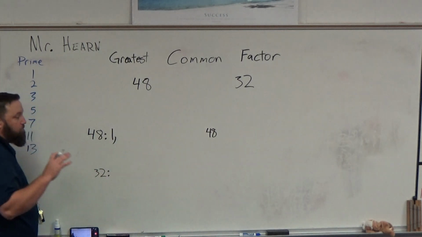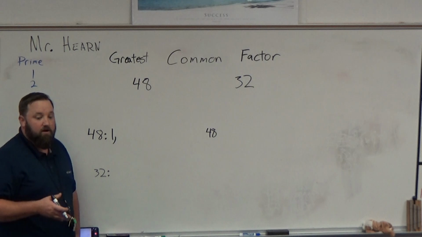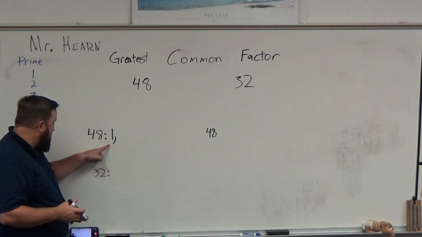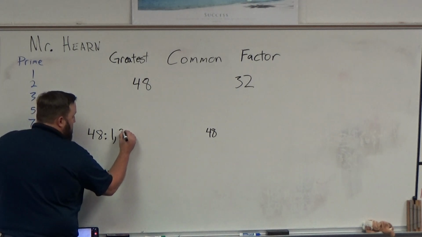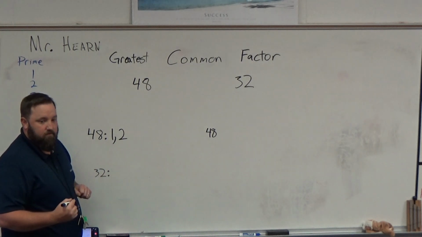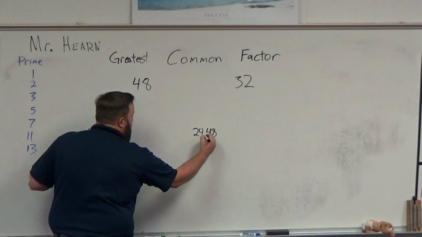Okay, now the problem with this method is you've got to be very methodical. You've got to go step by step. So I started here at 1. So now I want to move on to 2. All right? Can I multiply 2 by any number to get 48? Yes, 24. So I'll write 24 over here.